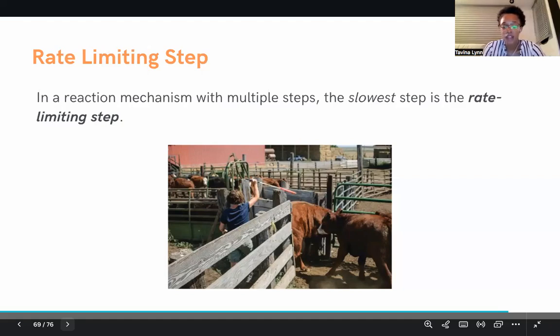So here is an analogy, a non-chemical example, to help us conceptualize what we mean by rate limiting step. So this is a cattle chute. And the rate at which they can move the cattle from one pen to the other is limited by how fast one cattle moves through the chute. So essentially, it's the slowest step, and we can't move to the next step until that slow or rate limiting step takes place.